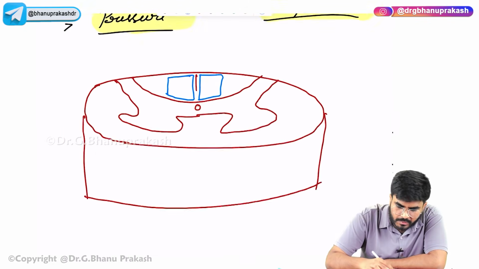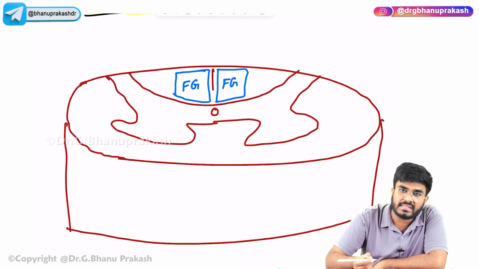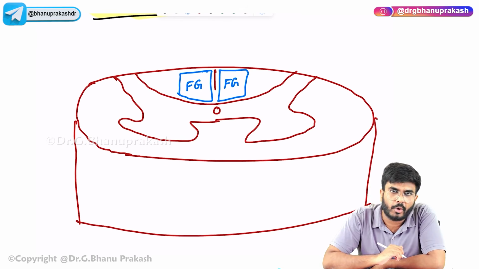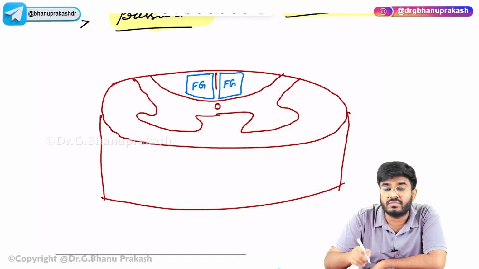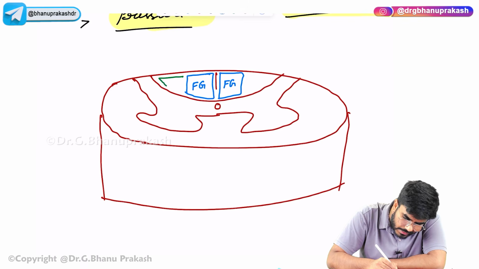Now, this blue color area is nothing but the fasciculus gracilis, from the right side of the body as well as the left side of the body. They carry what? They carry the advanced sensation from the lower part of the body. Okay. Now, this area which I am highlighting now, look carefully.